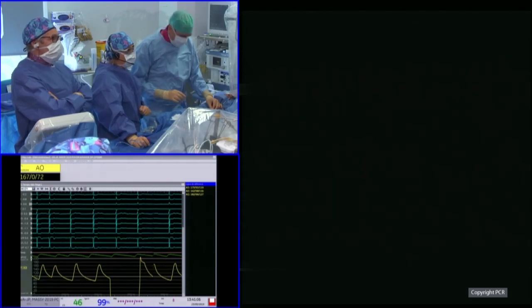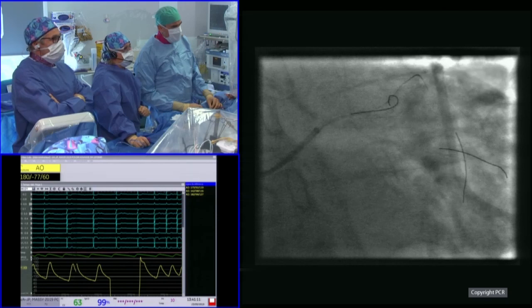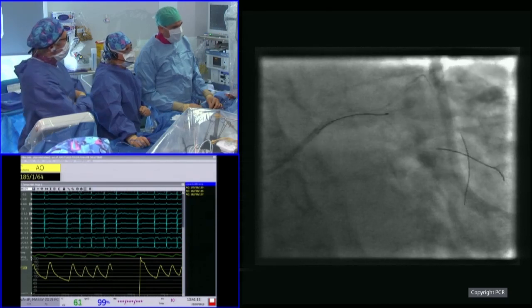Okay, it seems perfect. Nice. Yeah, very nice. We are close to a very distal strut. I think it's okay. Okay, let's do it again. Turning wheel.